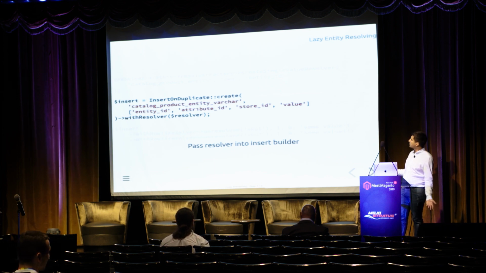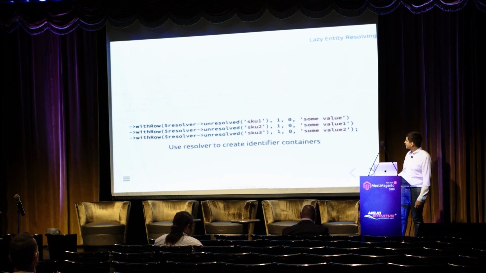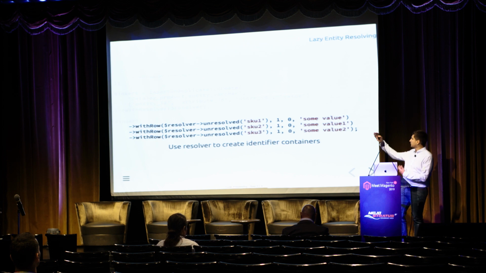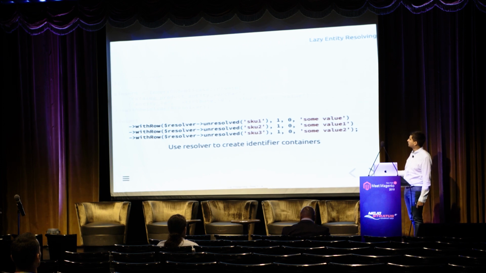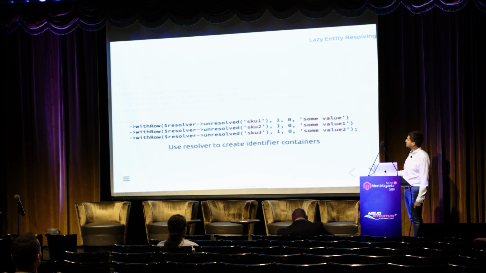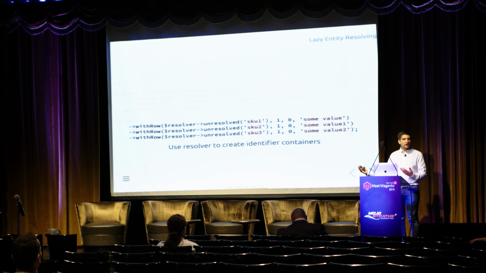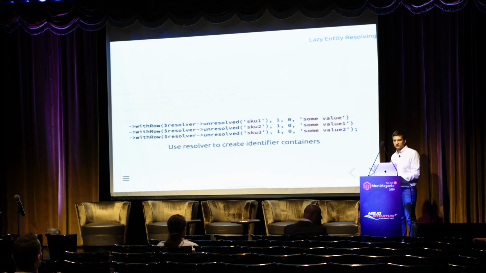Then I also supply the resolver that I initialized earlier. In a loop, it will read the whole CSV and do something like this. It will create a new row with an unresolved SKU, supply all the other values, and then another row is another unresolved SKU, and so on. I don't try to access IDs here. I just create a new object that will be resolved at a later stage, when I execute my insert on duplicate into the database.